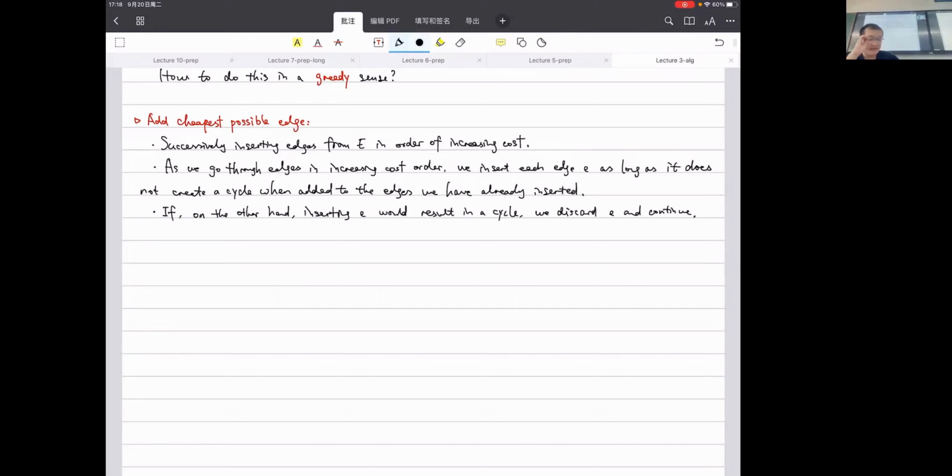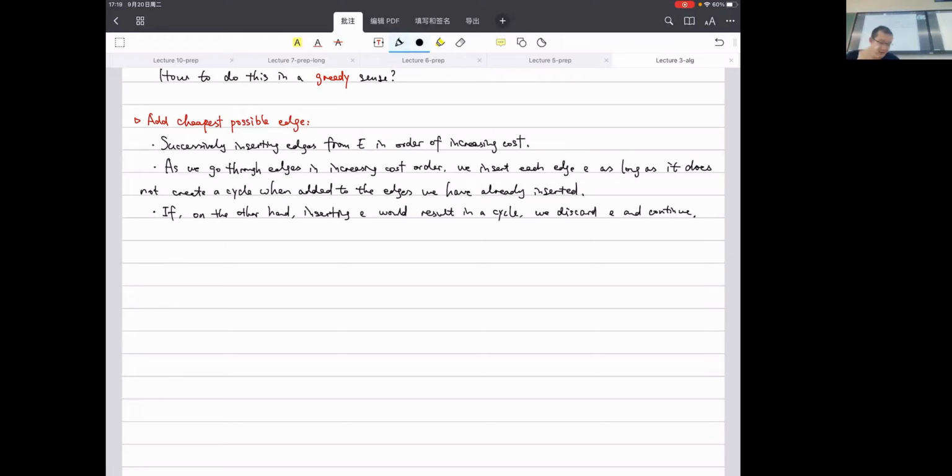So you can see that clearly this is a very greedy strategy: the point that we are making this greedy is that we keep adding the cheapest possible edges. At the beginning, we sort all the edges in increasing order, and we keep adding the cheapest edge. At some point, maybe there are some cycles, and having a cycle violates the definition of a tree. So we just discard it and continue to the next cheapest edges, and we keep adding until it finishes.